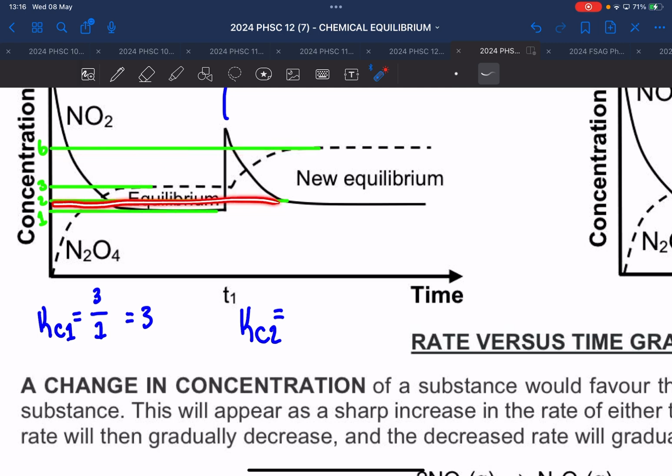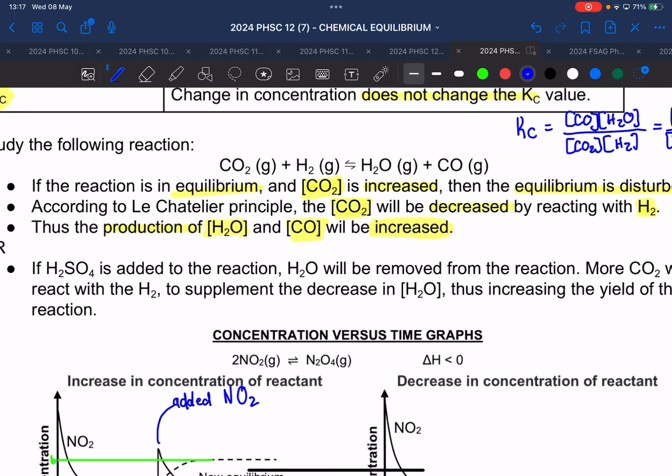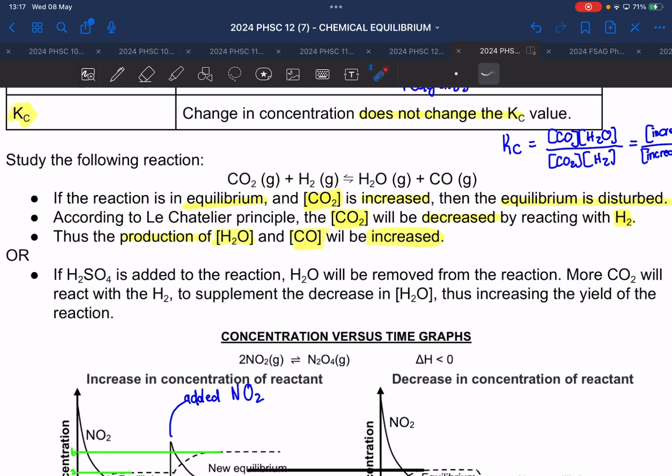6 divided by 2, so it will still give us 3. So our Kc value remains constant, even if we change the concentration of either the products or the reactants. So if we look at what we did yesterday, we increased the concentration of one of our reactants.